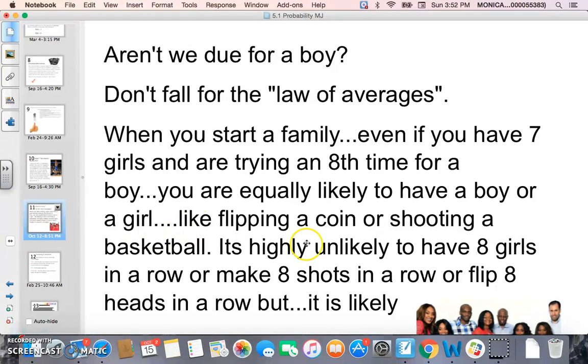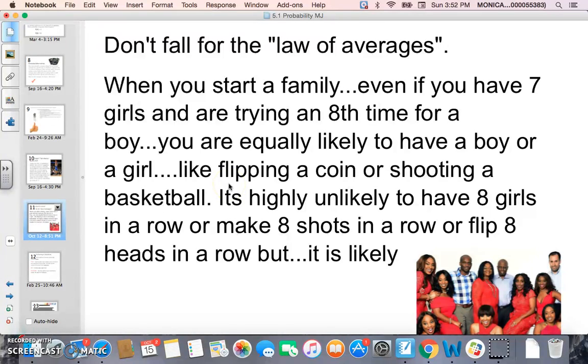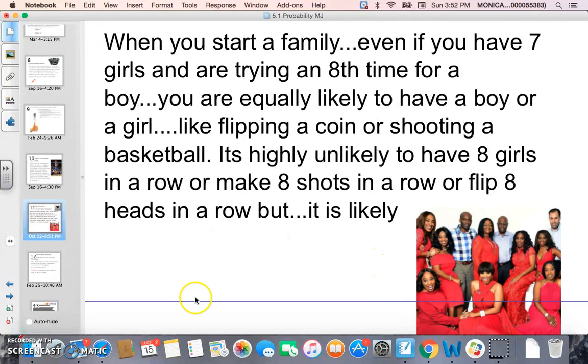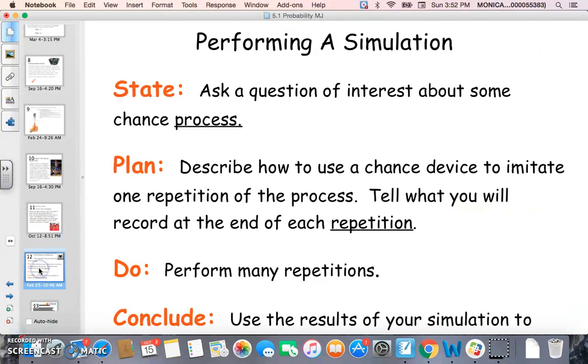Another example, the law of averages: aren't we due for a boy? When you decide to start a family someday, even if you have 7 girls, let's say, and you're trying an 8th time, you really want a boy in your family, you are actually equally likely to have a girl or a boy at that time. At that 8th child, it could be another girl, as equally likely as it could be a boy. So this again is just like flipping a coin or shooting a basketball. It's highly unlikely to have a run of 8 girls in a row, or to make 8 shots in a row, or to flip 8 heads in a row, but it still is possible, and it's equally likely. And here's a nice little picture of a family of 8 girls. Whew, that'd be a lot.